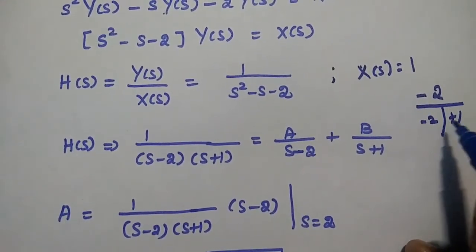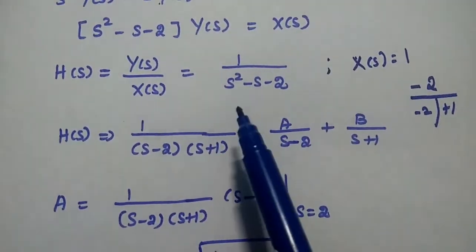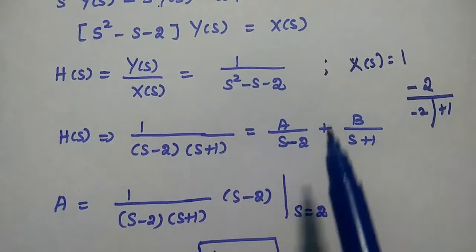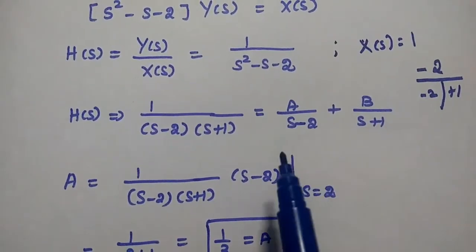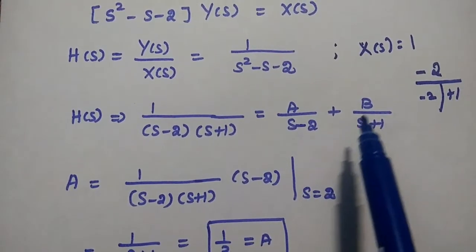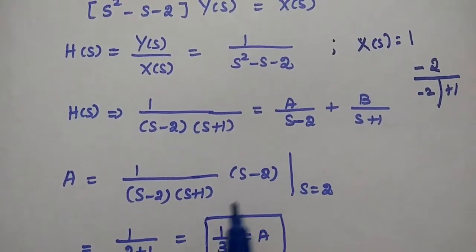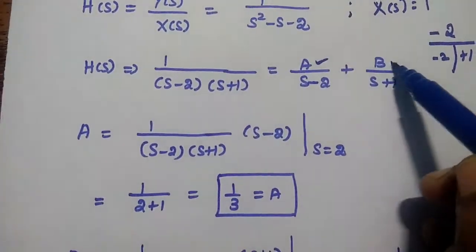If I add these values, I can get minus 1. So here the roots of s squared minus s minus 2 are s minus 2 and s plus 1. Using the partial fraction method, we can write A divided by s minus 2 plus B by s plus 1. After that, we have to find the values of A and B.